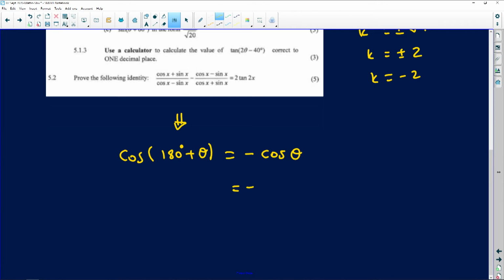Now, according to our knowledge, what is cos? Cos is simply x over r.